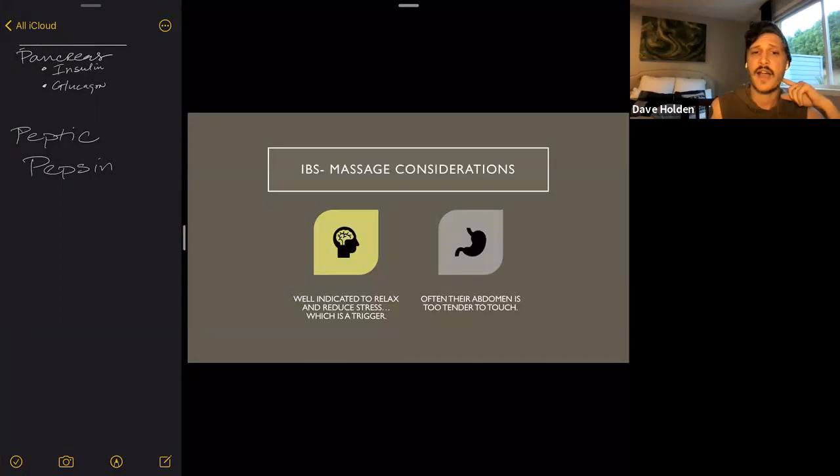So massage considerations for IBS. It is well indicated. Massage is indicated for IBS. It helps relax and reduce stress, which can be triggers for IBS. But oftentimes the abdomen is too tender to touch. So again, with most GI issues, abdominal massage is going to be contraindicated, except for like constipation. That's like the one where you got a solid pass on it.